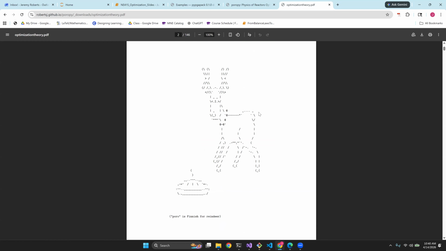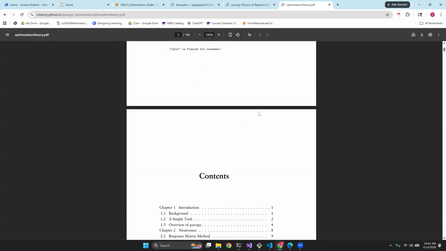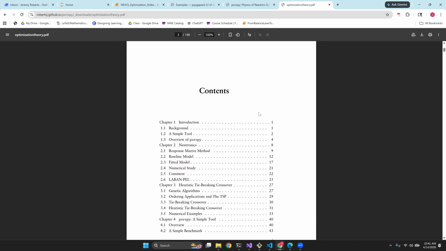I went to town. So where does PoroPy come from? PoroPy is physics of optimization, physics of reactors optimization in Python. But Poro is the word for reindeer in Finnish, and so PoroPy is like reindeer pie. That's like the cleverest thing I've ever done. Yeah, anyway, that's where it comes from. Has anybody ever eaten reindeer? I did once, and then I was vegetarian for 7 years.